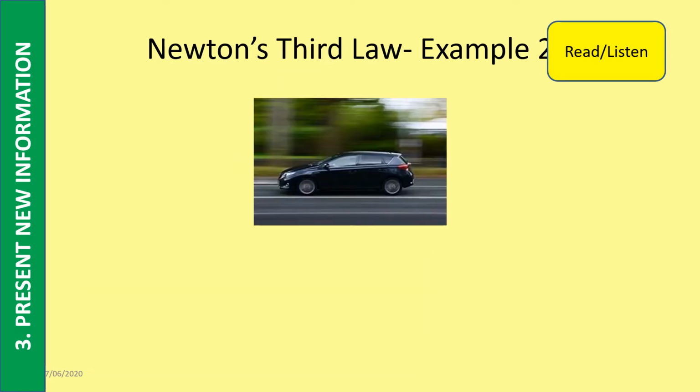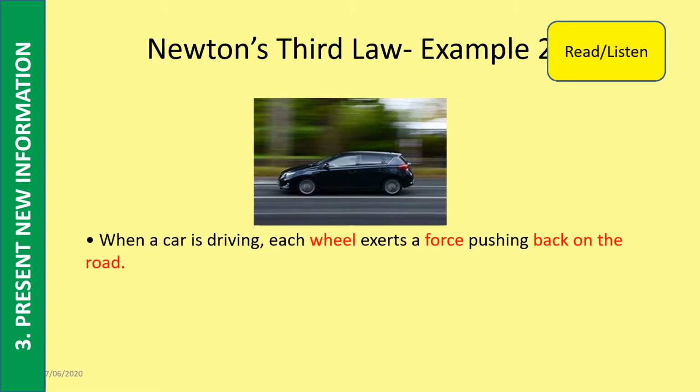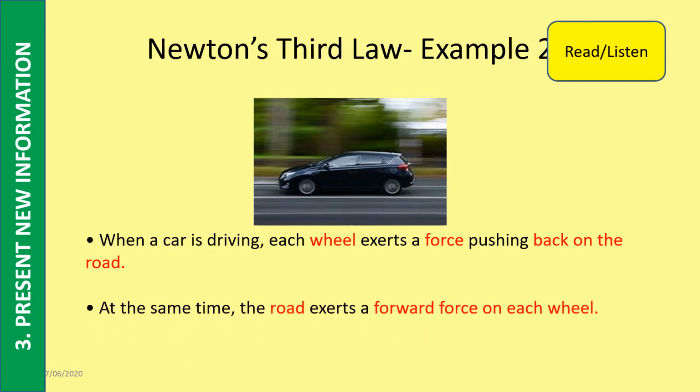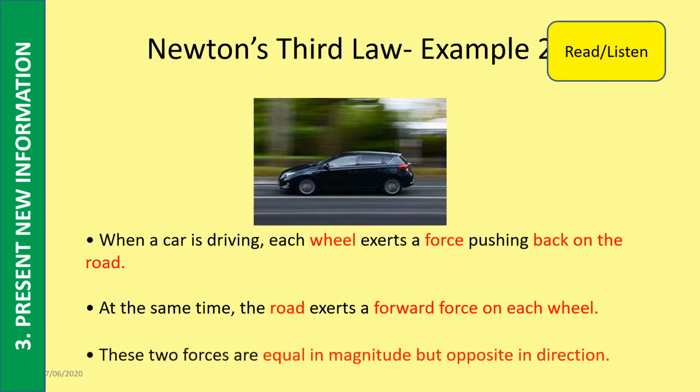Here's a second example. When a car is driving along the road, each wheel is exerting a force pushing back on the road. But at the same time, the road is exerting a forward force on each wheel. And again, these forces are equal in magnitude or size, but opposite in direction.